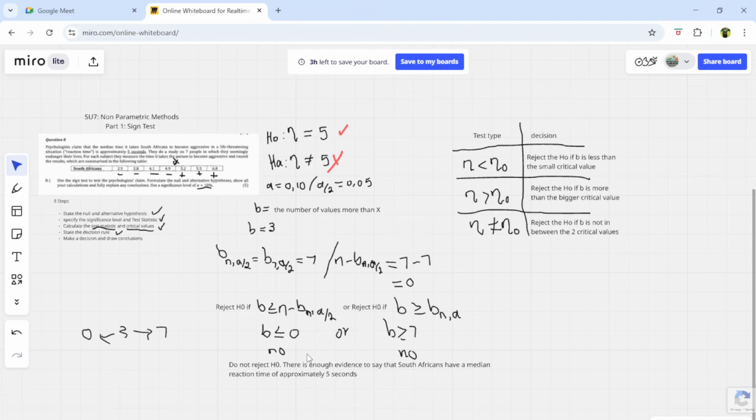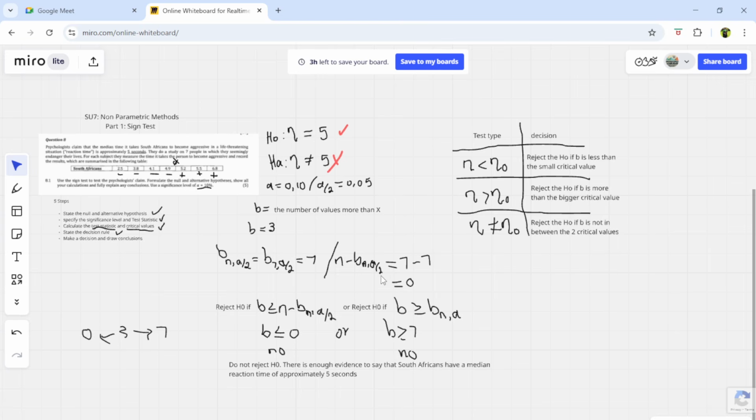Like I said, if b was maybe 9, it was not going to be in between the two critical values, so in that case we would say reject the null hypothesis. But because it's in between, like it's 3, we do not reject the null hypothesis. So this is the easier way to do it. All the time you should have the two critical values. The first one is going to be this one, the second one is going to be this one.